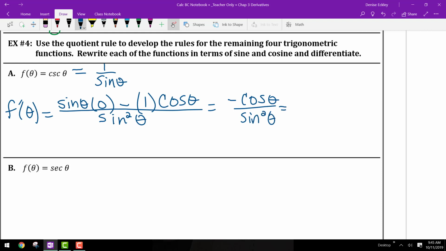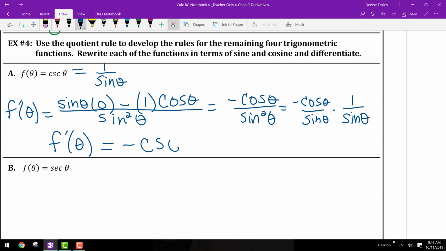And to simplify this, we can think of this as negative cosine theta over sine theta times 1 over sine theta. Now we can use our trig identities, and we can rewrite this to the derivative that we are familiar with, which is negative cosine theta over sine theta is going to give us negative cotangent theta, and 1 over sine theta gives us cosecant. So it's normally written in this order: negative cosecant theta, cotangent theta. So there's the first one.